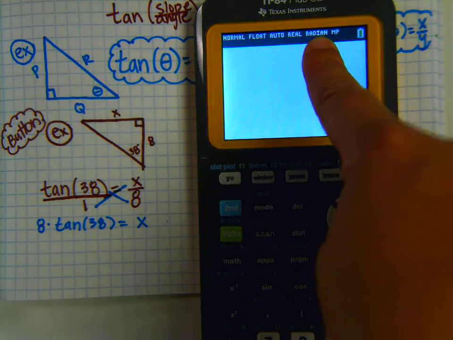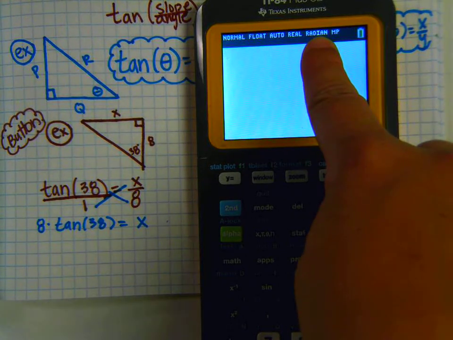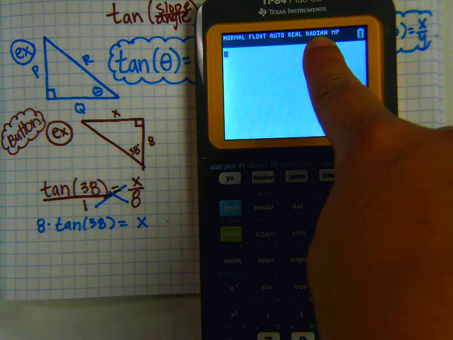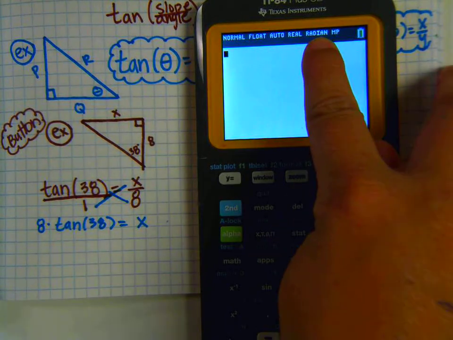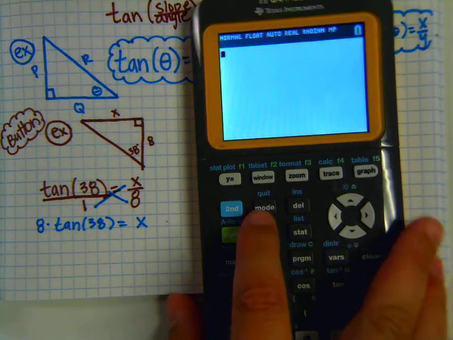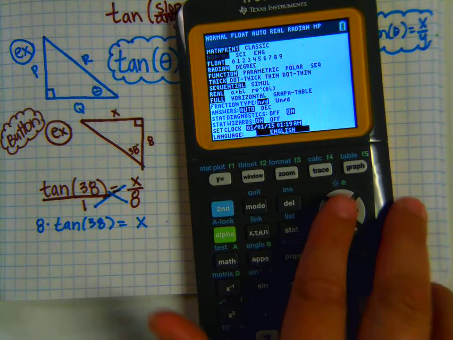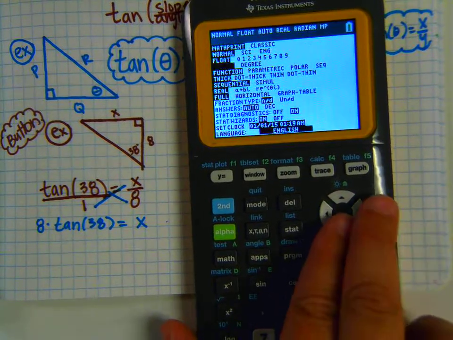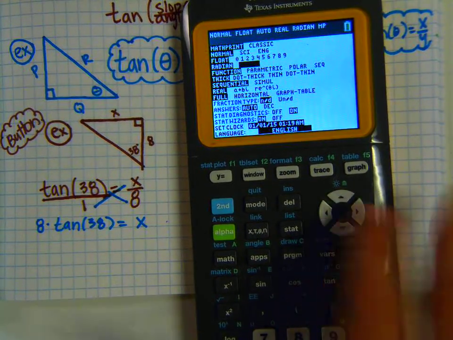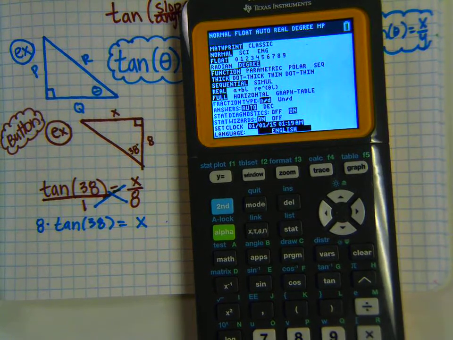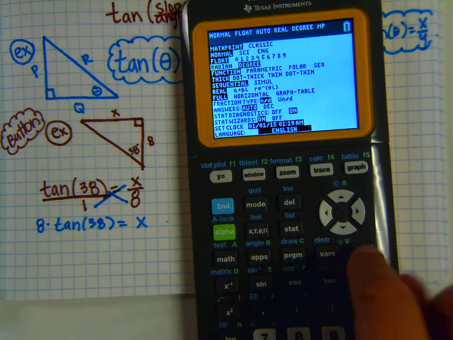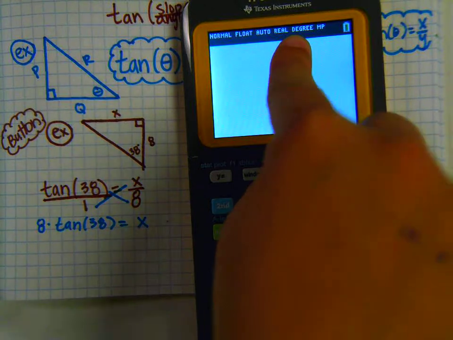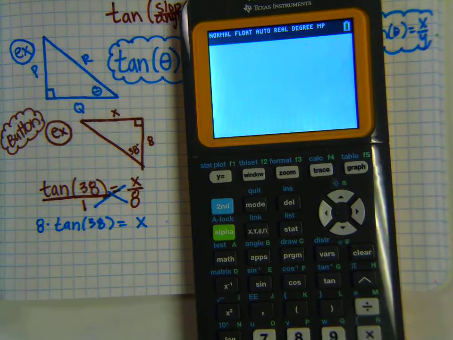Okay. So when you turn on your calculator, you always need to look up here and see if it says radian or degree. Okay. If it says radian, you go like this. You press mode, and then you go down to where it says radian degree. Go right and press enter on degree. Okay. It just has to say degree. When you press clear, you'll notice that mine now says degree instead of radian. Okay. It has to say degree. If it says radian, you're going to get the answer wrong.